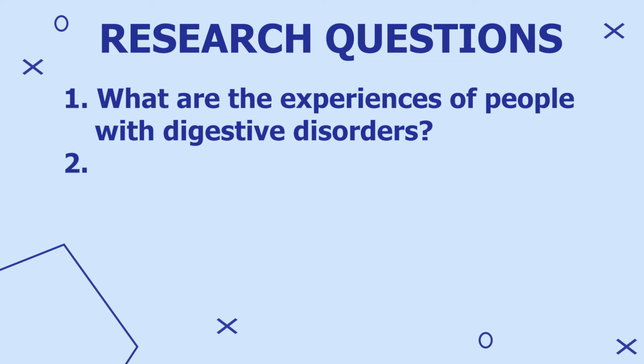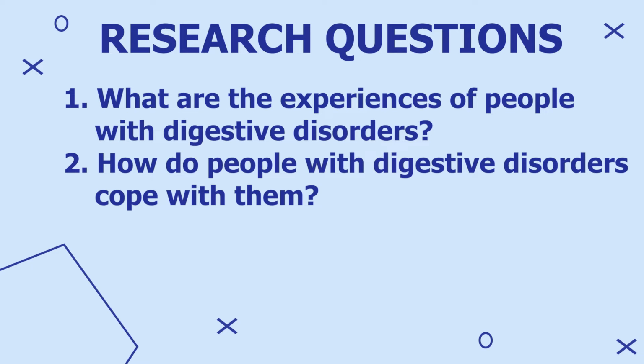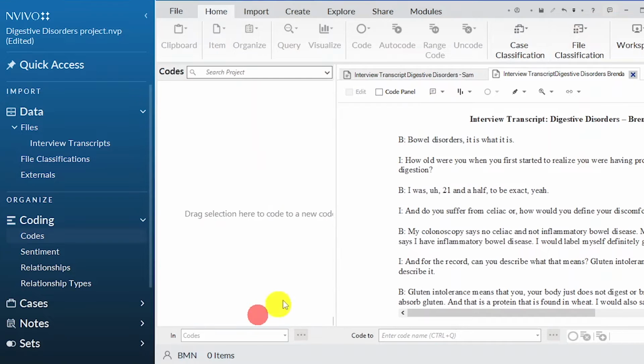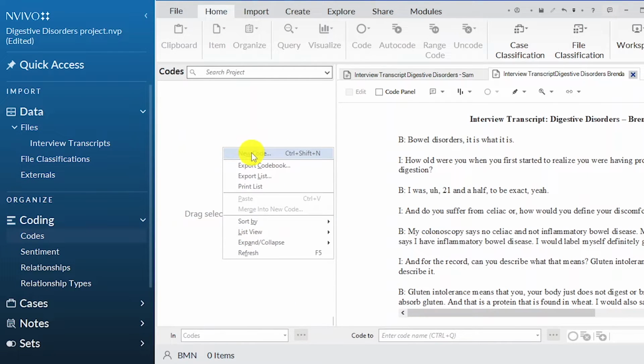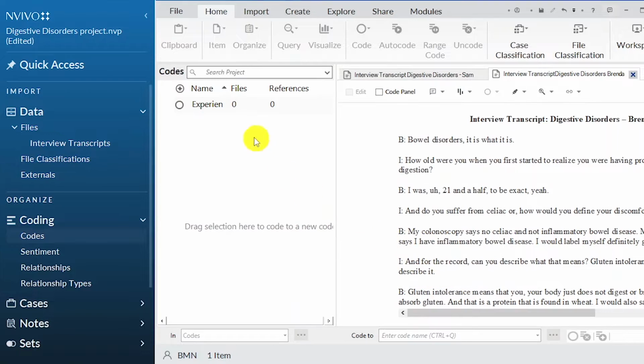And the second question is, how do people with digestive disorders cope with them? So the first primary theme that is evident is experiences of people with digestive disorders. That's a primary theme. So we are going to create a new code, or a primary theme, and let's call this experiences of people with digestive disorders, and then click OK.